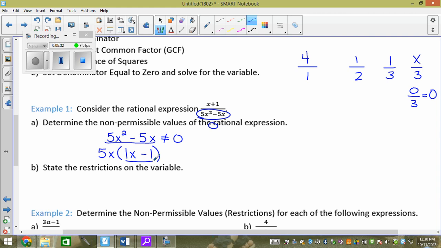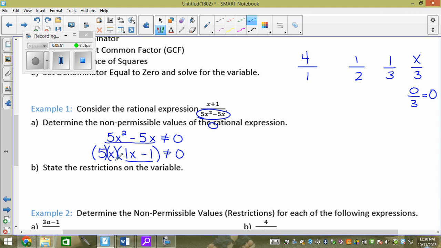No, they're multiplication signs. So the 5 and the x are multiplied, so I can put them in their own bracket. Do you see that? Now anything in its own brackets, if it turned out to be 0, would make the whole denominator 0.